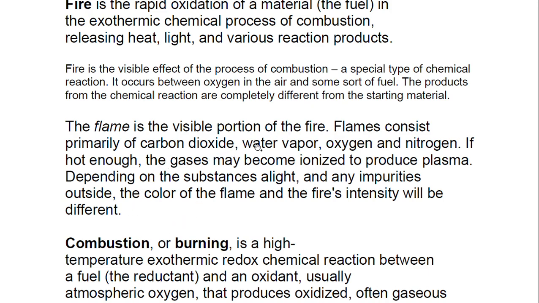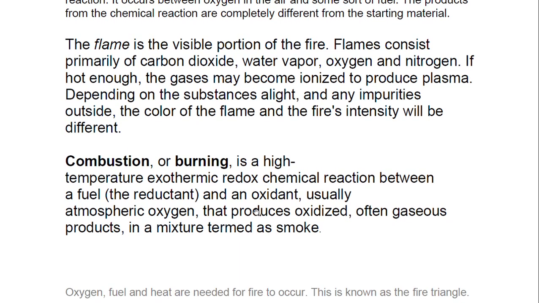The flame is the visible portion of the fire. Flame consists primarily of carbon dioxide, water vapor, oxygen and nitrogen. These are the components of flame. If hot enough, the gases may become ionized to produce plasma. Depending on the substance and any impurities outside, the color of the flame and the fire's intensity will be different. If the intensity is much higher, then it will form plasma.